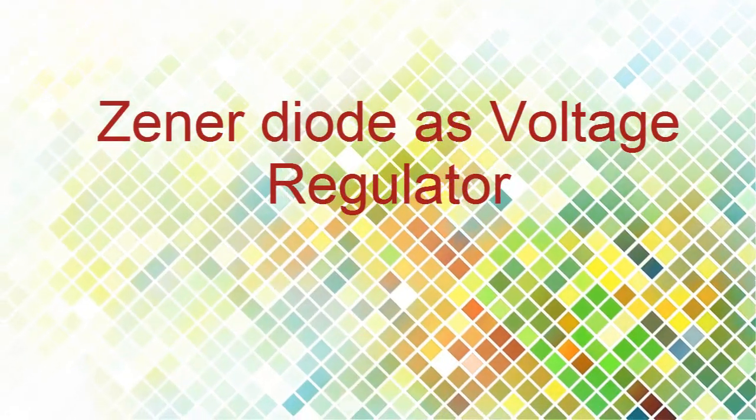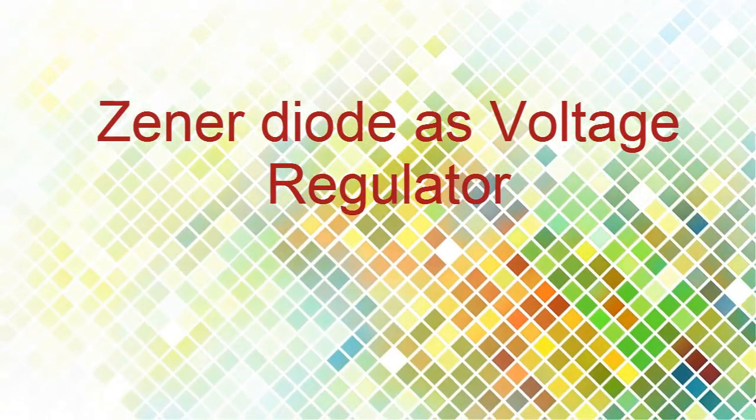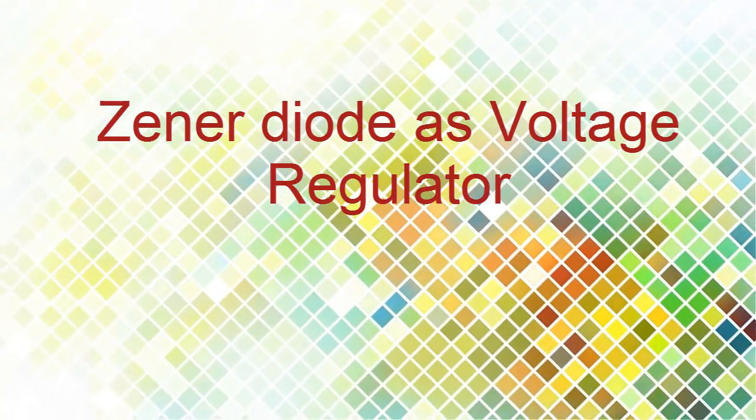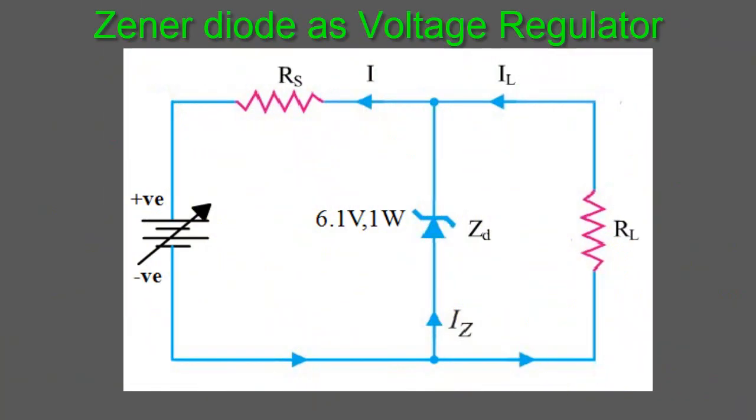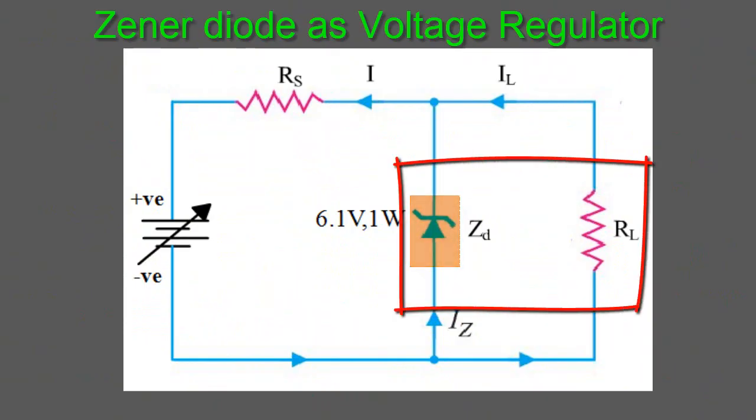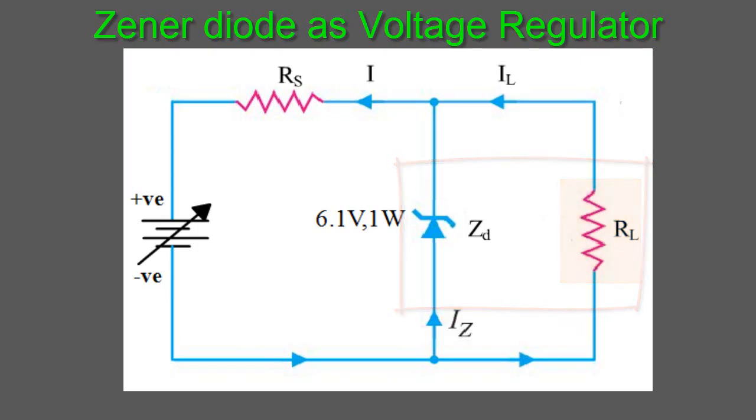Let us understand about the Zener diode as voltage regulator or voltage stabilizer. Zener diodes can be used as a voltage regulator to provide constant voltage. Figure shows the Zener diode connected reversely across the resistor load RL through which constant output voltage is obtained.